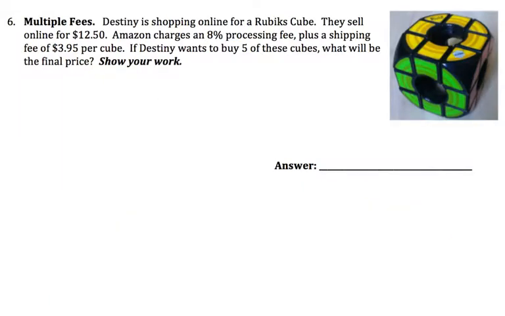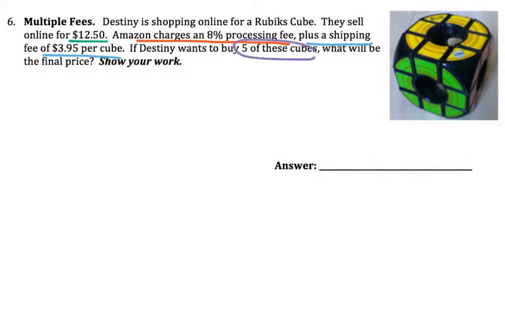Alright, and this last one has multiple fees. A fee is something that makes the price more expensive, no matter what they call it. It's almost just like additional taxes. So Destiny is shopping online for a Rubik's Cube. They sell online for $12.50, and Amazon charges an 8% processing fee, plus a shipping fee of $3.95. And gotta keep reading and be really careful. And Destiny wants to buy 5 of these.